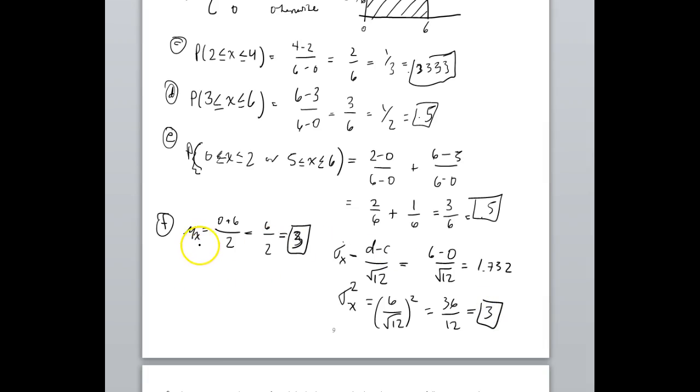And then lastly, G, find the probability that the waiting time of a randomly selected patron will be within 1 standard deviation of the mean. Okay, so this is asking us to come up with a range first that is 1 standard deviation away from the mean. So we first find a range, which is going to be mu of x minus 1 standard deviation. So we would say 3 minus 1.732 to 3 plus 1.732.